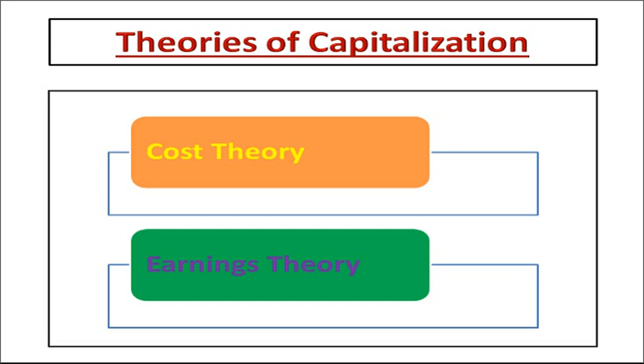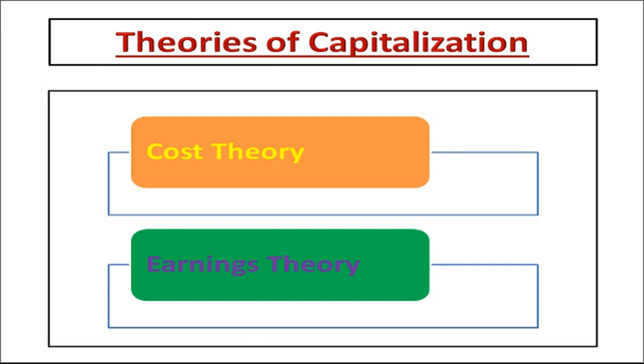Here the earnings theory says that if your revenue is 1 lakh rupees, then you are supposed to develop sources of capital which will not have more liabilities than 1 lakh rupees. So the earnings theory says that you should raise capital only up to the level at which you can cater to the liability payments. So this is the earnings theory.